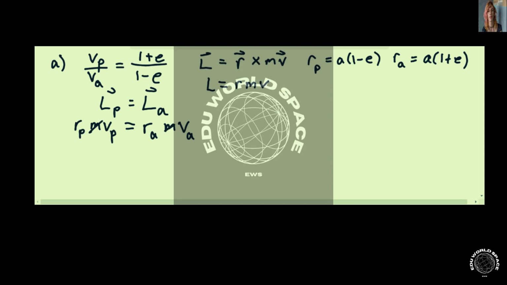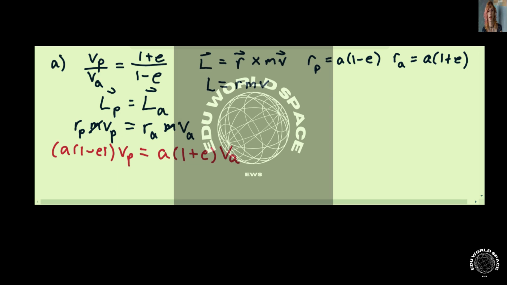And next I'm going to substitute in our formulas from above. So the radius at perihelion is a times 1 minus e, times the velocity at perihelion, is equal to the position vector r at aphelion, which is a times 1 plus e, times velocity at aphelion, Va.